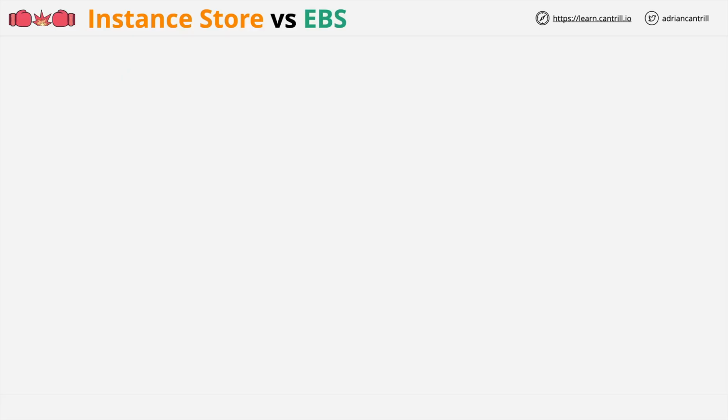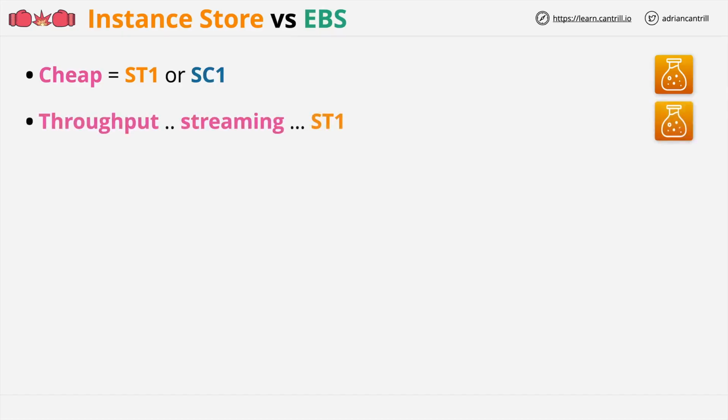Now, if you see questions in the exam which are focused purely on cost efficacy and where you think you need to use EBS, then you should default to ST1 or SC1 because they're cheaper. They're mechanical storage, and so they're going to be cheaper than using the SSD-based EBS volumes. Now, if the question mentions throughput or streaming, then you should default to ST1, unless the question mentions boot volumes, which excludes both of them. So you can't use either of the mechanical storage types, so ST1 or SC1, to boot EC2 instances, and that's a critical thing to remember for the exam.